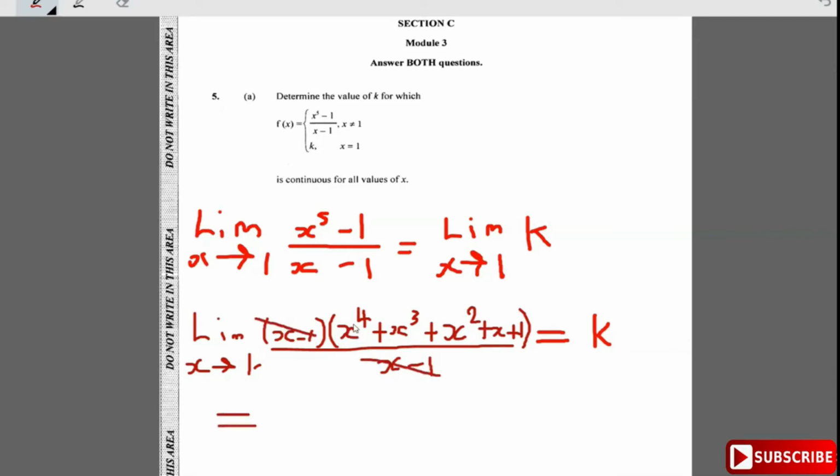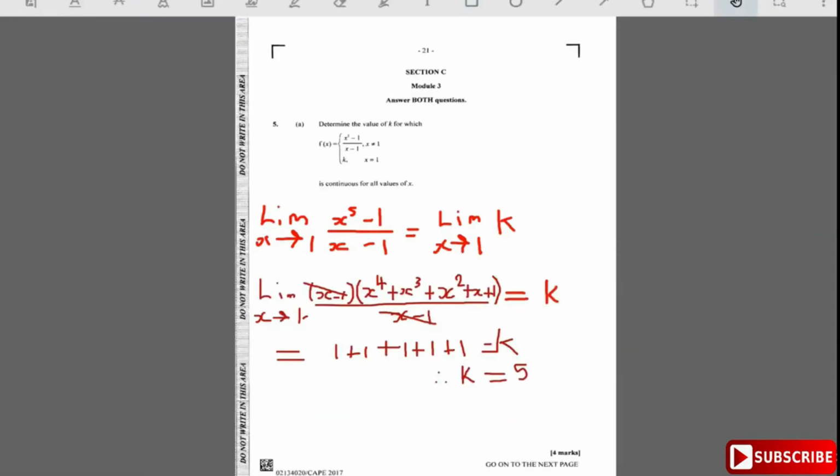Then we'll plug in x equal to 1, and so now we get 1 plus 1 plus 1 plus 1 plus 1. And so we get that is what k is. So k is 5. Therefore, k equal 5. Easy question. Nice. K equal 5.